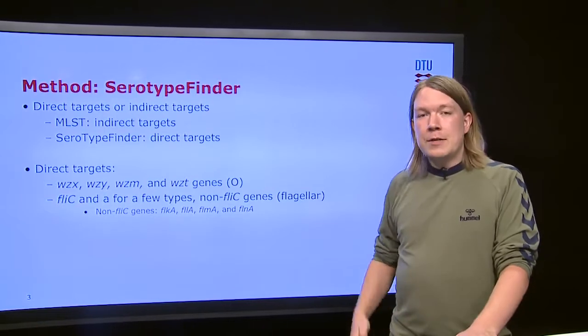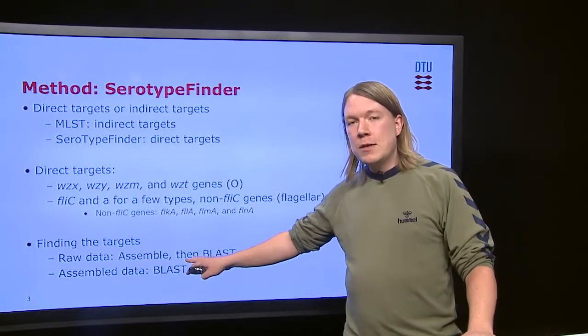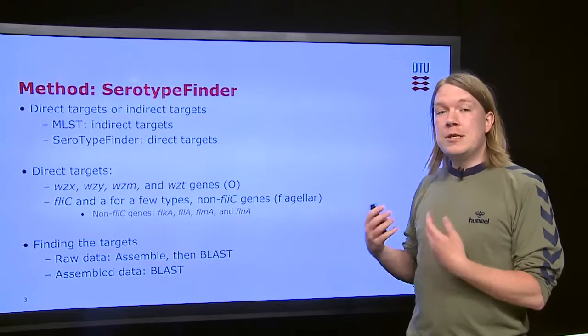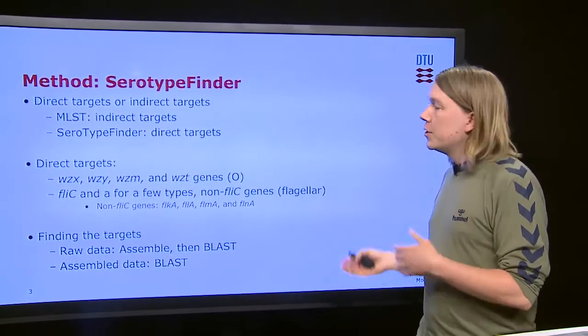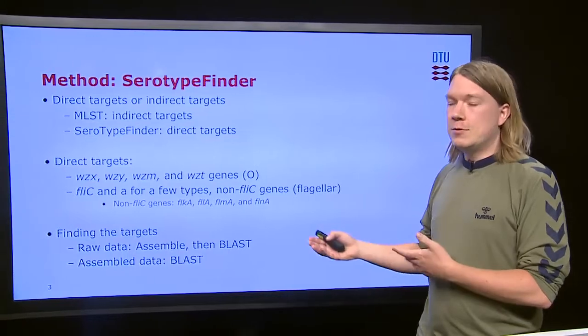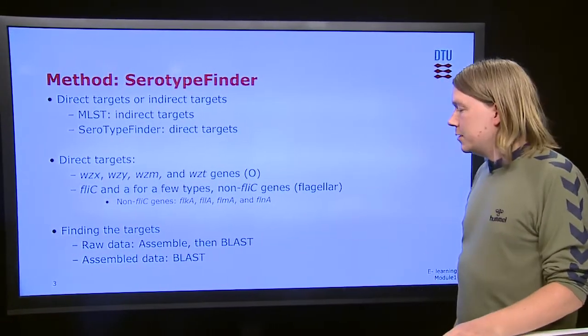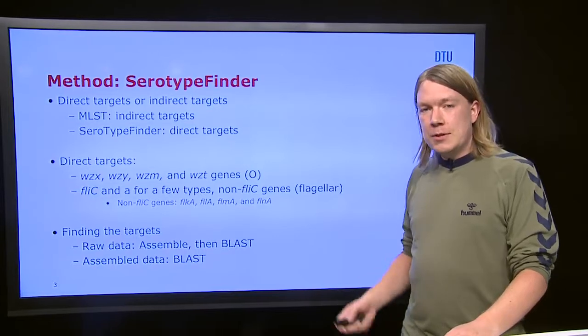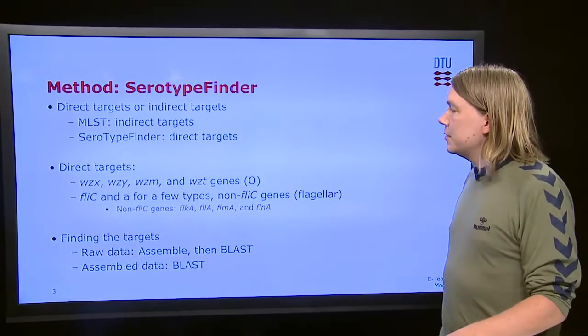Now, SerotypeFinder is an assembly-based tool, which means that even if you provide raw data to the tool, it will use the CGE assembler to assemble your raw data into contigs, which it will then feed into the actual tool, which blasts your contigs against the gene databases. And of course, if you provide assembled data, it will just blast your contigs against the gene databases.